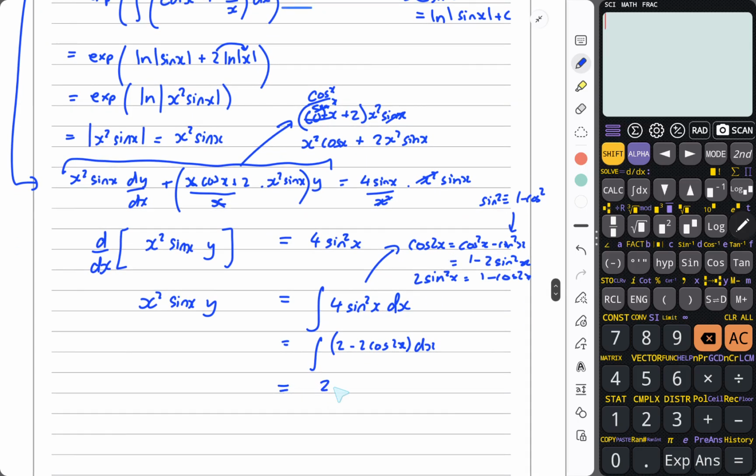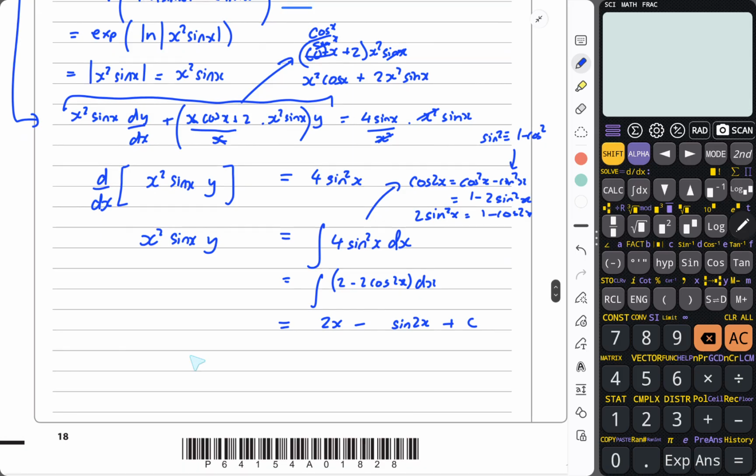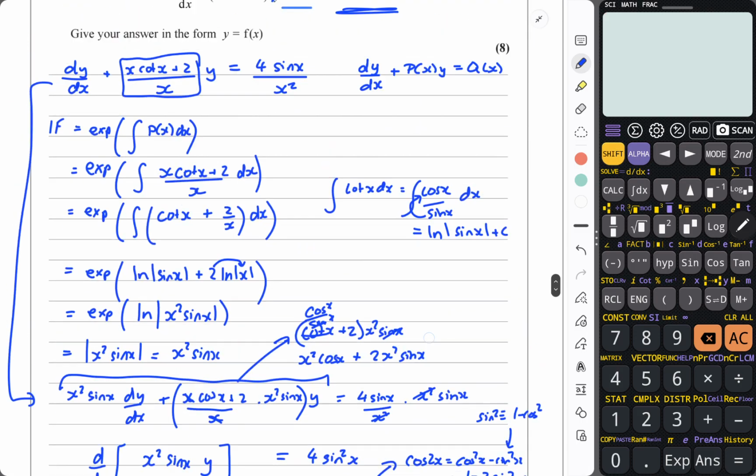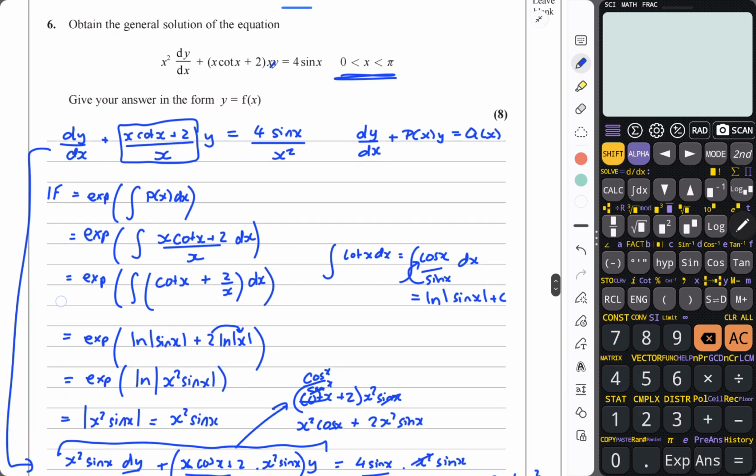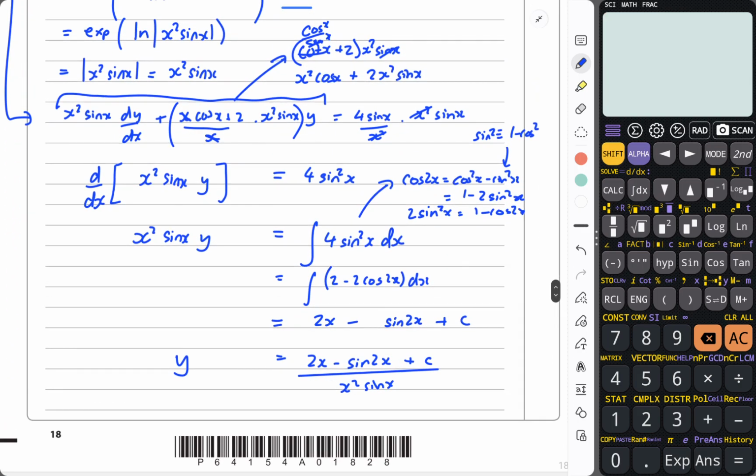So then that's going to equal 2x, and then cos is going to integrate to sine, so that's going to be sine 2x, and then I'm going to divide by the 2, so actually I'm just going to get that. And then just need to rearrange that for y, so y is going to be (2x minus sine of 2x plus c), all divided by x squared sine x. Okay, quite a nice 8 marker there. It's in the form y equals f of x, so looking good to go.